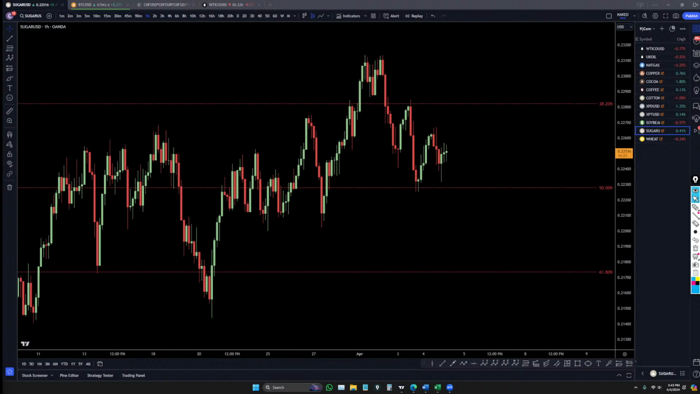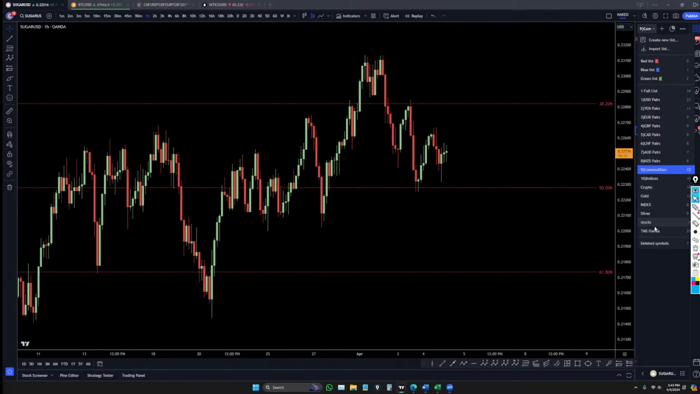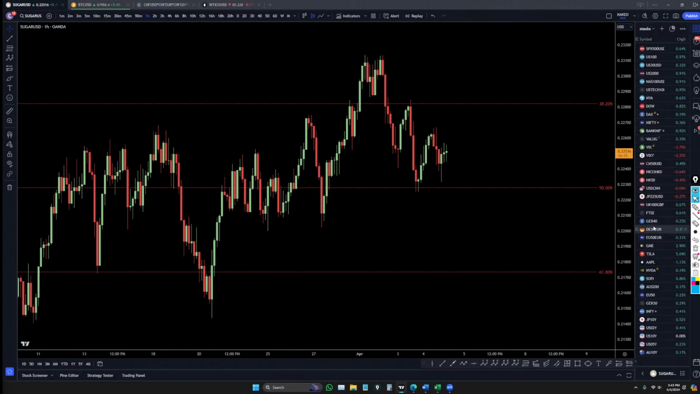Let's see where we're at. The pound cat, I already did that. We already did sugar. The Nasdaq and the US 30. I know sugar's been really slow going, hasn't it? Big time.